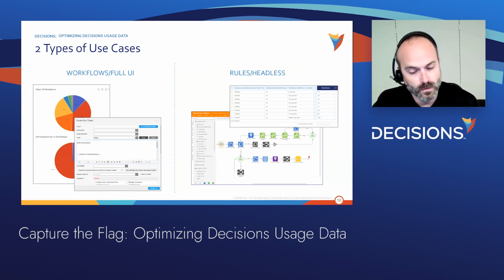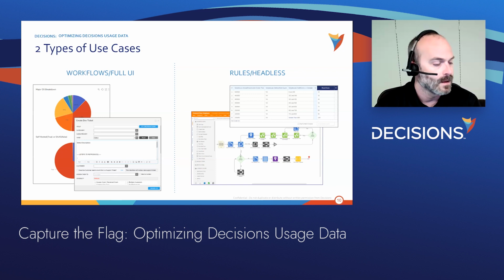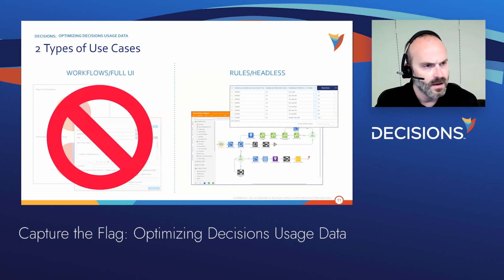So what we're going to do here is talk about a type of decisions use case. I mentioned this just a few minutes ago. We think about two main buckets when we think about decisions use cases, and we bucket those internally in terms of workflows or rules. On the left-hand side, we've got workflows or full user interfaces. These are forms, dashboards, reporting, lots of assignments, something we might call a work queue, or you might hear referred to as decisions management. We are not talking about those types of processes today. We're talking about rule engine or headless use cases.